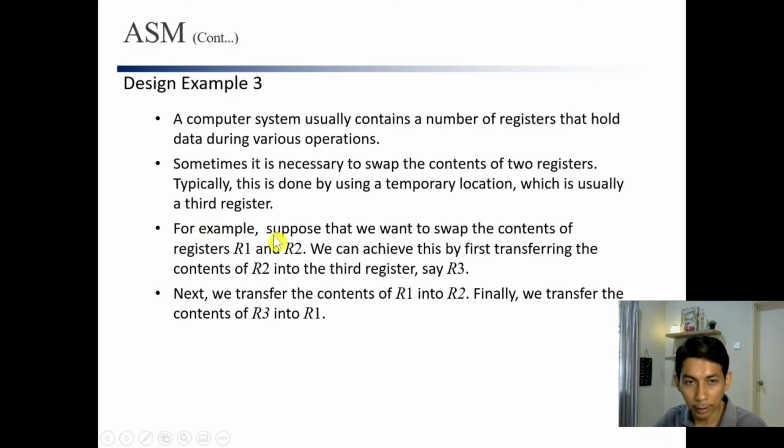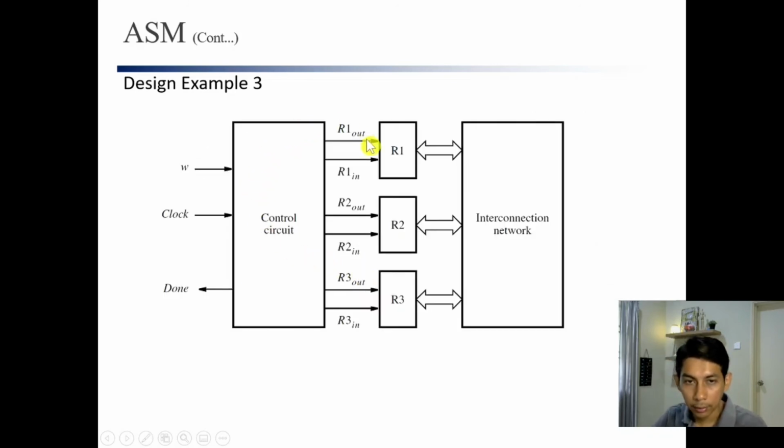Okay, so same thing. For example, suppose that we want to swap the content of register R1 and R2. We can achieve this by first transferring the content of R2 into the third register, R3. So from R2 we save in R3, and next we transfer the content of R1 into R2, and finally transfer the value of R3 back into R1. So we want the control circuit to do the swap of the data between R1 and R2.